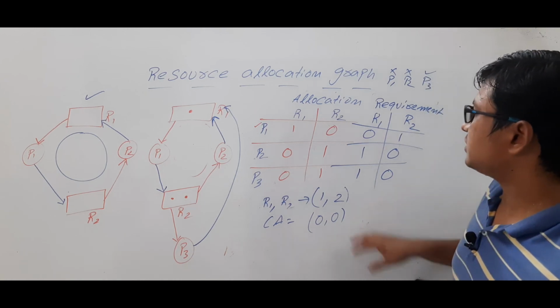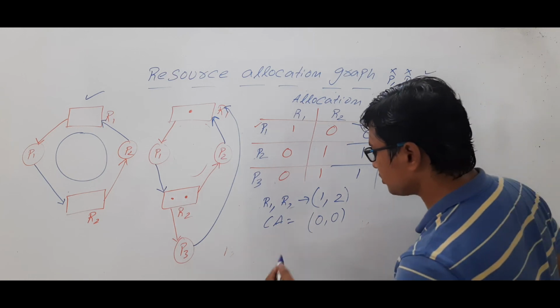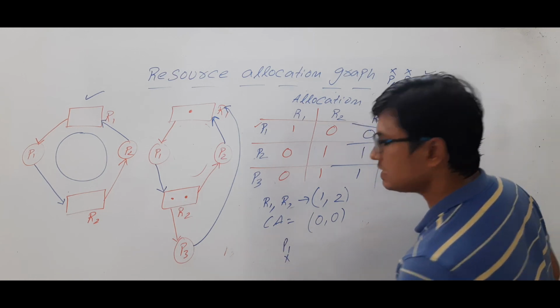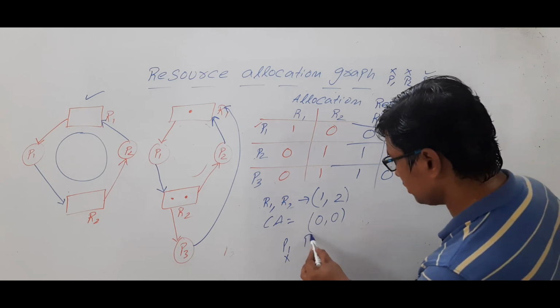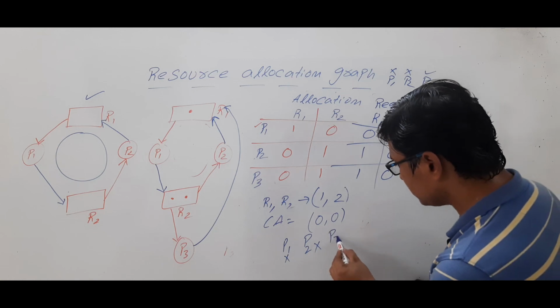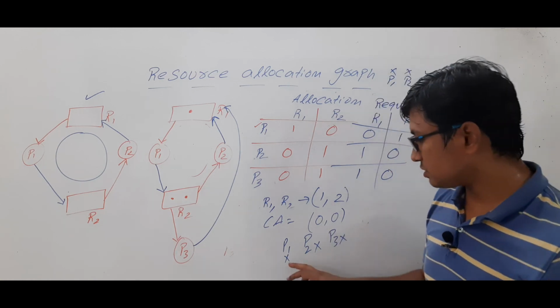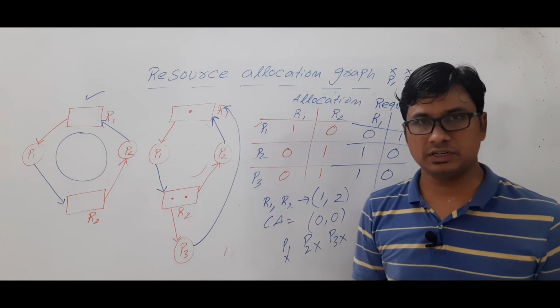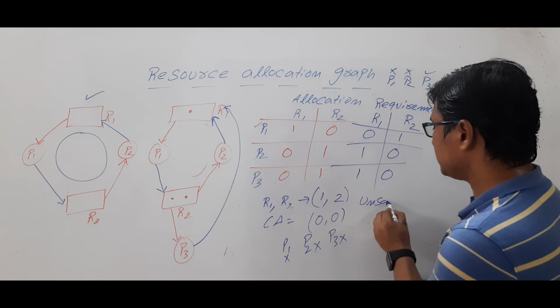Now, can we satisfy the requirement of process P1? No. Am I right or wrong? Process P1 requirement cannot be satisfied. Similarly, can we satisfy the requirement of process P2? No. Can we satisfy the requirement of process P3? No. So, with the current availability of resources, we cannot satisfy any one of the process requirements. So, I can say that the system is in unsafe state. So, there is a deadlock.